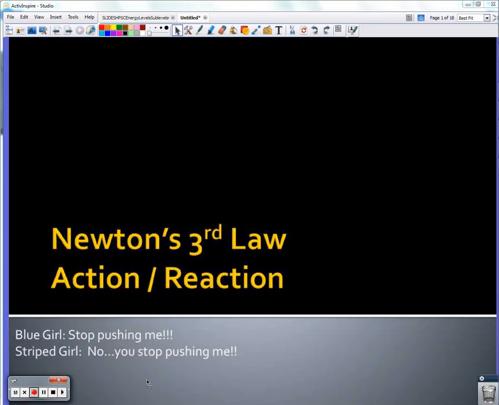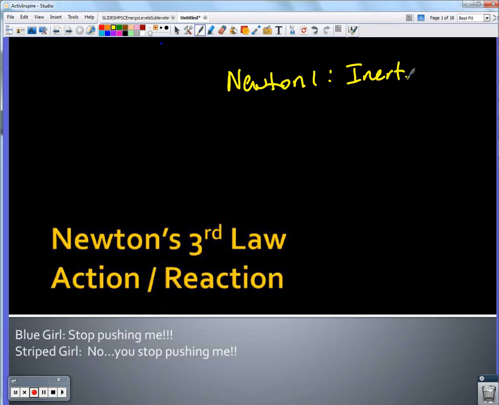Hey everybody. So to wrap up our unit on forces and Newton's laws, we have to discuss Newton's third law. Up until this point, we've spent most of our time talking about Newton's first law and Newton's second law. We've summarized Newton's first law with the concept of inertia, and Newton's second law tells us about acceleration. So Newton's first law deals with things staying the same. Newton's second law deals with things changing.